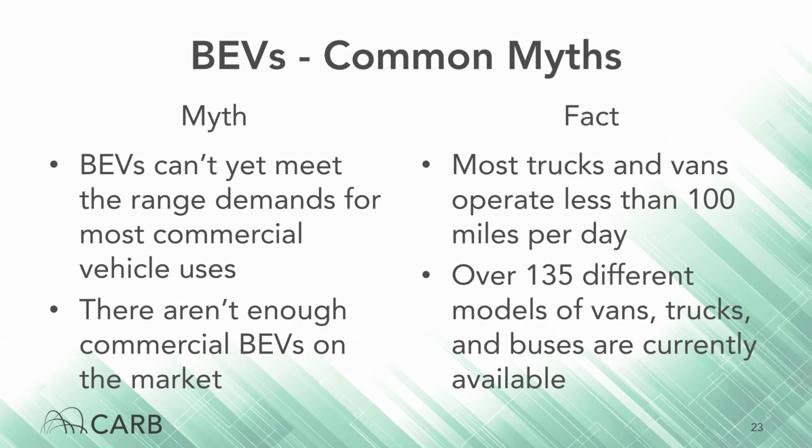There are a few common myths that tend to circulate that you've likely heard or read, and we want to address a couple of the most common ones. First, a very common myth is that BEVs can't yet meet range demands for most medium or heavy-duty vehicle uses. However, most trucks and vans operate less than 100 miles today, and as we've discussed, charging options and strategies can vastly lengthen the range a battery electric vehicle can go per day. Technology is constantly improving, and vehicle range is getting longer and longer.